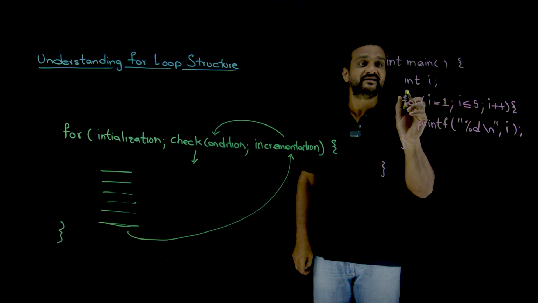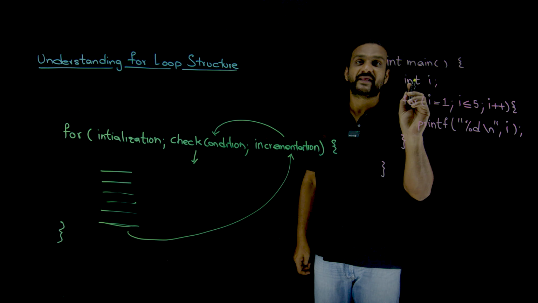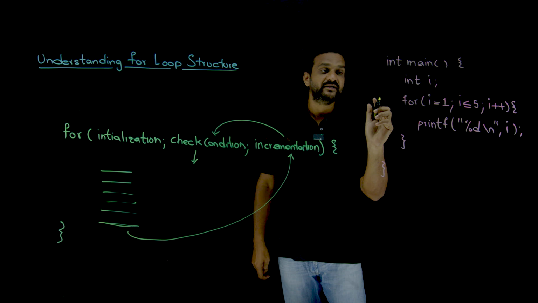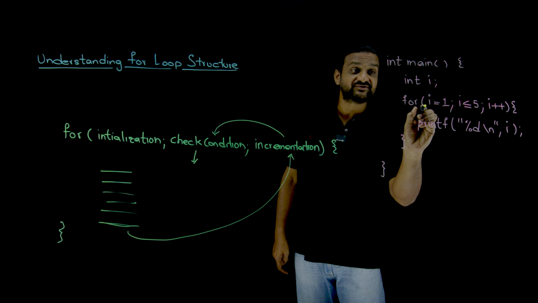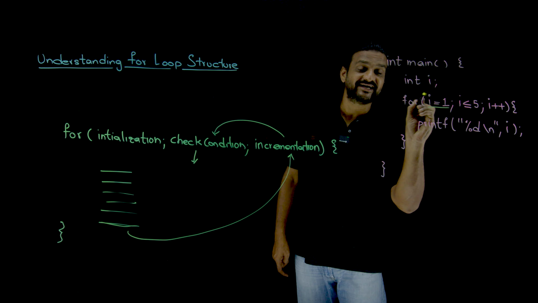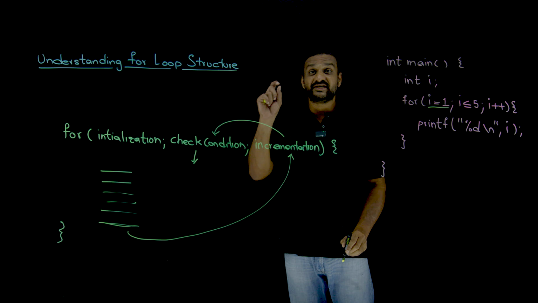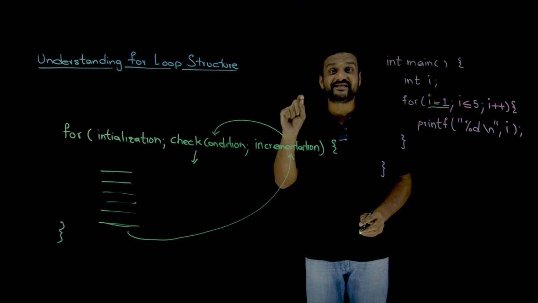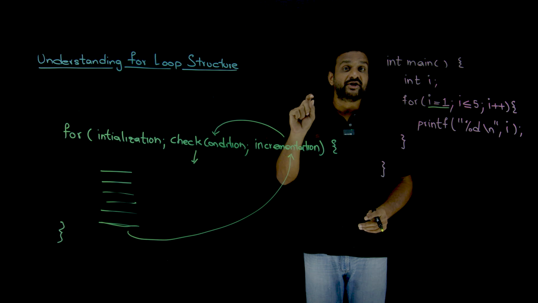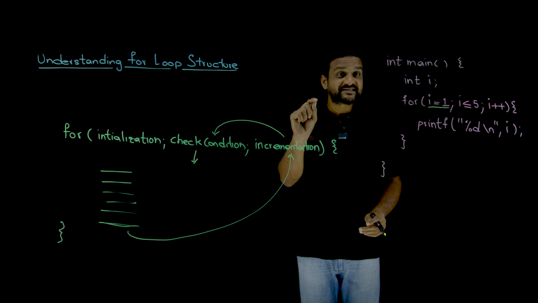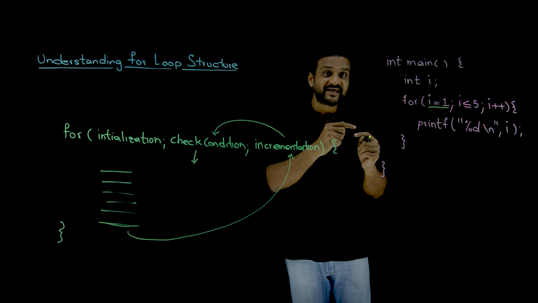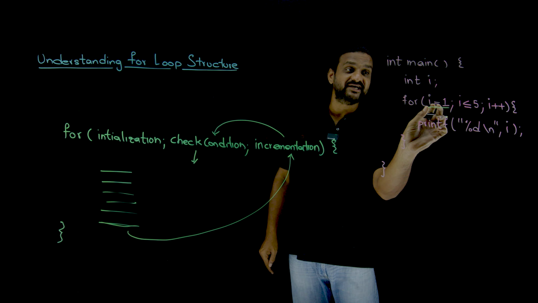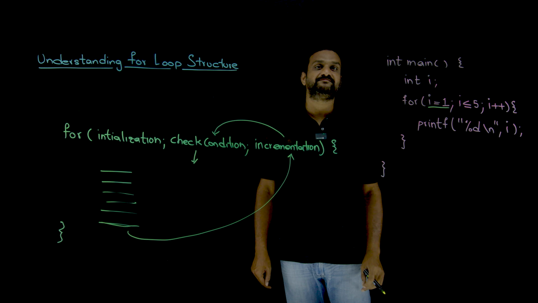So let's get started. Here, int i, a variable i, has been declared, and for i is equal to 1. This is where the initialization is done. This is where the value of i is getting initialized. Now we are starting our discussion of making iterations again and again, with this initialization, i is equal to 1.